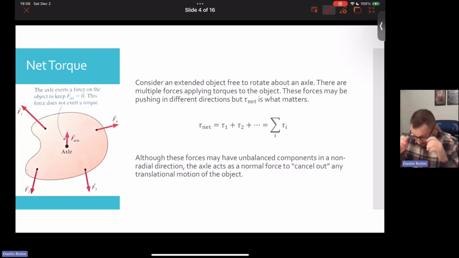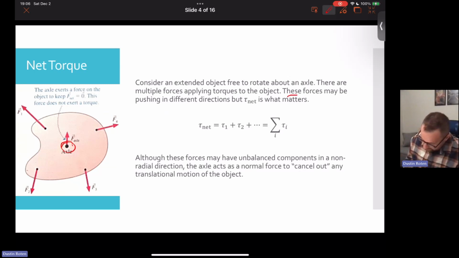So if we have this extended object and it's free to rotate about an axle, so you can see we do have an axle right there. Okay, if this object's free to rotate about it, and all these forces are acting, how do we come up with a net torque, okay?